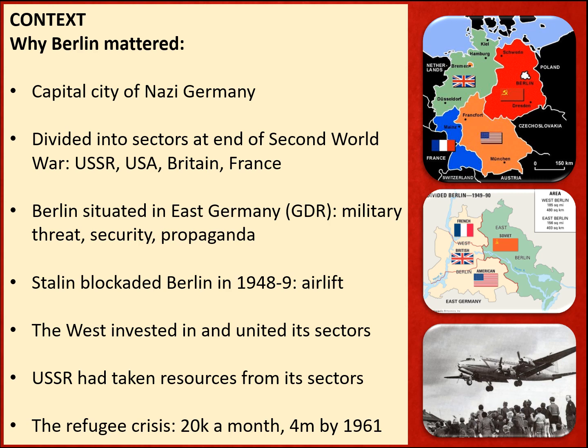Firstly, as the capital city of Nazi Germany, the city had symbolic value for both sides, but particularly the Soviets, who had fought incredibly hard to take control of the city at the end of the Second World War. The city had been divided into sectors at the end of the war between the Soviets and America, Britain and France, just as Germany had been as a whole. But Berlin was situated deep inside Soviet-controlled territory of Eastern Germany, and therefore they saw that the Western presence in Berlin carried a military, security and propaganda threat to communist-controlled Eastern Germany.